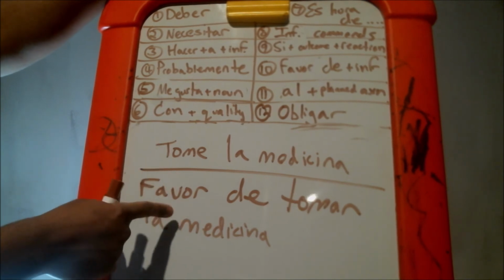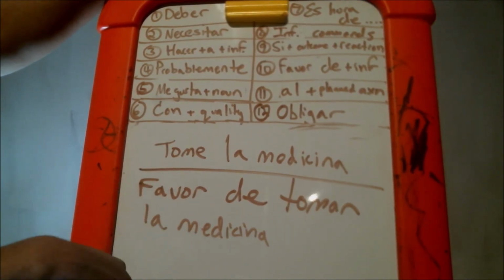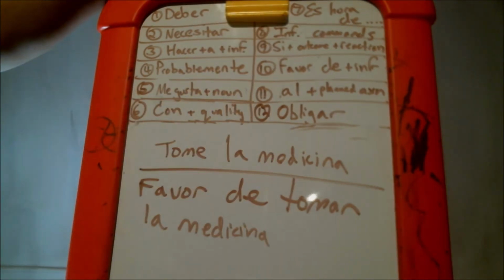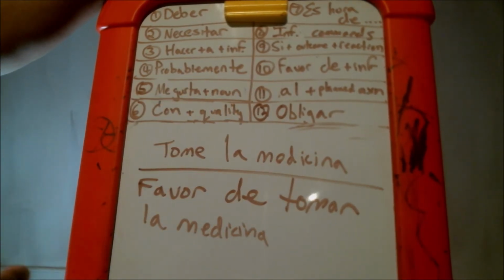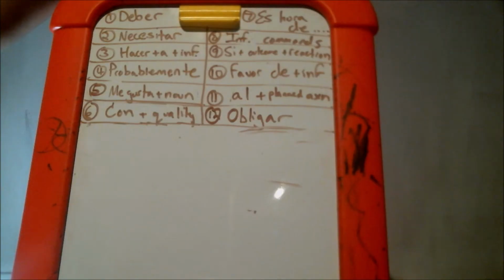But either way, you're telling them what you would want them to do. So you lose maybe 8% of your meaning here, but you're still getting your point across. So yes, you don't need the subjunctive for this one. Now let's go back to number 9.